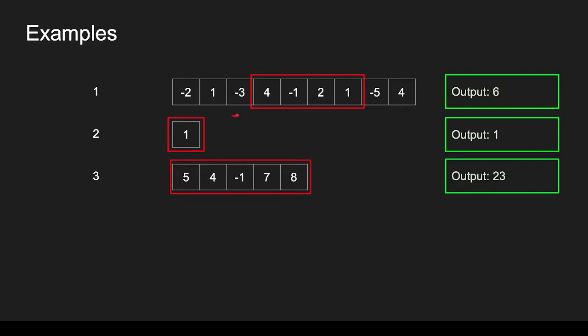In the first example, in the following series of numbers, if we look at the highlighted subarray, which is 4, -1, 2, and 1, it outputs the sum equal to 6, which is the maximum sum that you can get from this array. In the second example, we have been given only one element, so that element becomes the output, and that's why the output value is 1. And in the third example, only if we sum all the elements of the array are we able to get the maximum sum. That's why the output is 23.